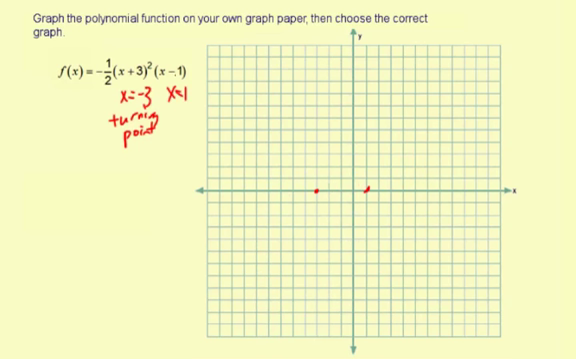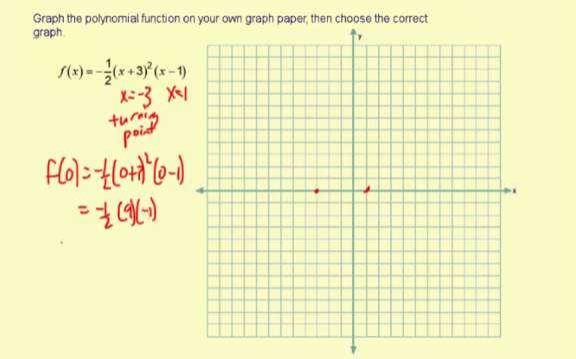Now I'm going to do a couple of input-outputs just to get an idea of where the graph is. Let me do an input of 0. That's an easy one to figure out. F of 0 equals negative 1/2 times 0 plus 3 squared times 0 minus 1, which equals negative 1/2 times 9 times negative 1. Negative 1/2 times 9 is negative 9/2, then times negative 1 is 9/2, same thing as 4.5. So I'm going to go up 9/2. There's a point right there.